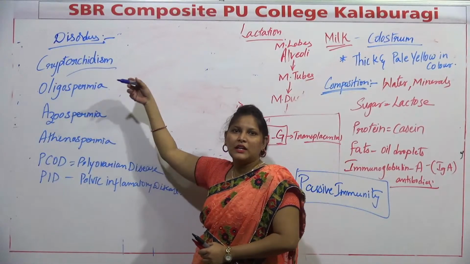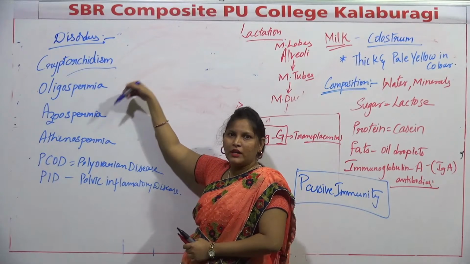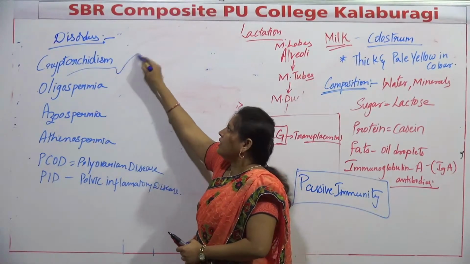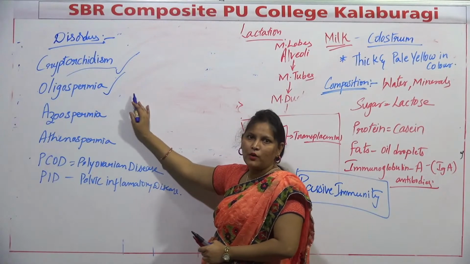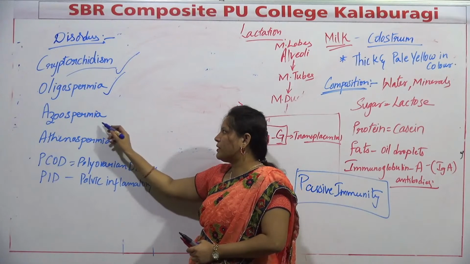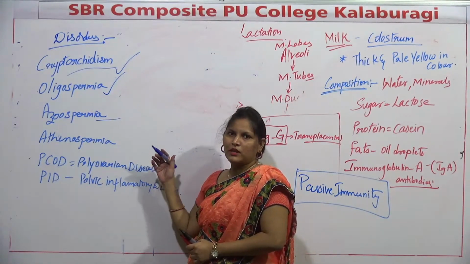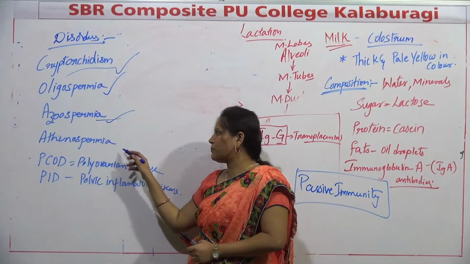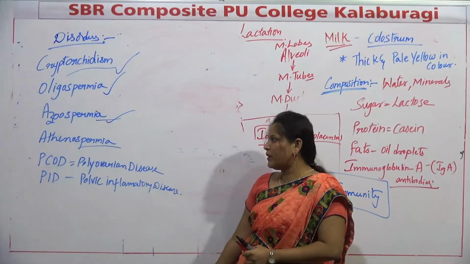Cryptorchidism, failure of descent of testes through the inguinal canal into the scrotum, is known as cryptorchidism. Oligospermia, production of low sperms or low sperm count, is known as oligospermia. Azoospermia, production of no sperms in the semen, is known as azoospermia. Echinosphermia, production of non-motile sperms, is known as echinosphermia.